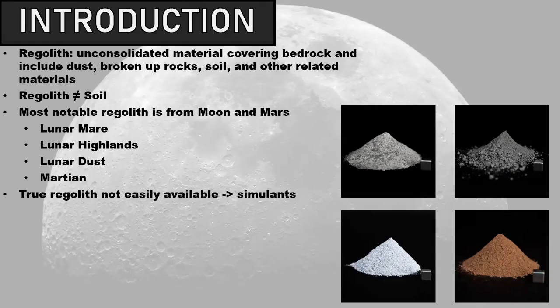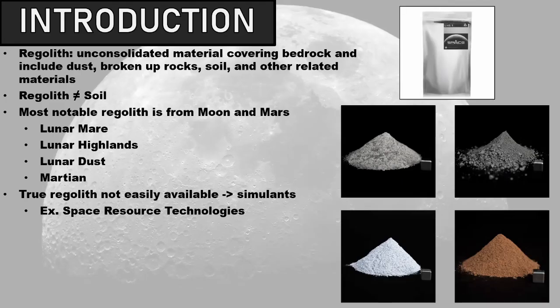Now, true regolith is not easily available. We don't have any from Mars yet, and only very vanishingly small amounts from the Apollo missions from the moon. So most research uses what's known as simulants. They simulate the properties of real regolith, but are made out of minerals and materials from Earth. There's different companies that will do these, different universities. One commercial source is Space Resource Technologies. In fact, that's where the pictures for these simulants come from, and so you can even buy them yourself.